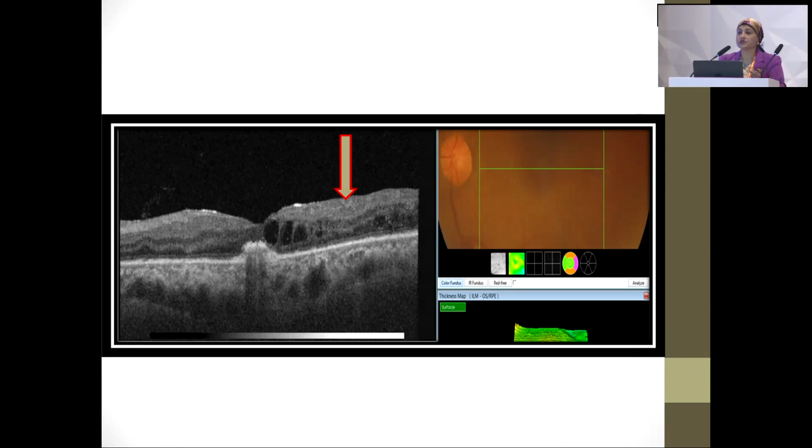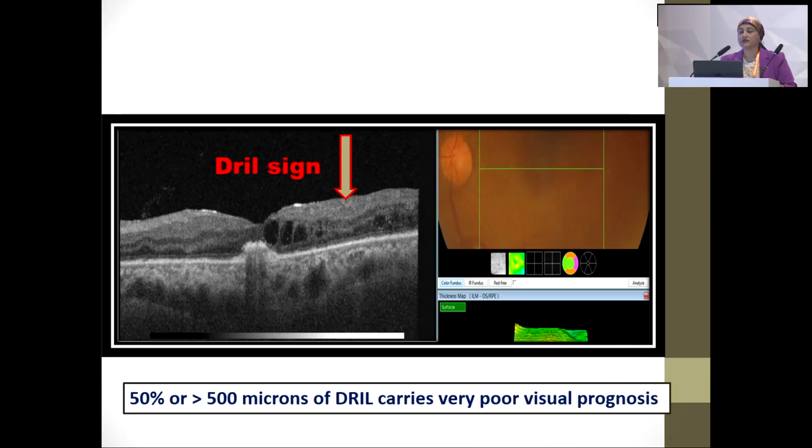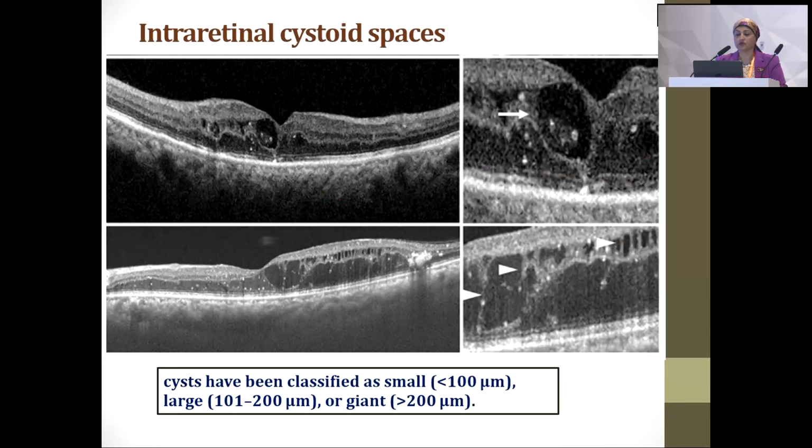And here also is a DRIL sign, which is the disorganization in the inner retinal layer, denoting visual dysfunction. And this carries a poor prognosis if it's more than 500 microns, according to the classification. Intraretinal cystic spaces, the shape of the spaces, the reflectivity of the intraretinal cyst itself, and the size of these cystic spaces will help classify the condition as small, large, and giant spaces.